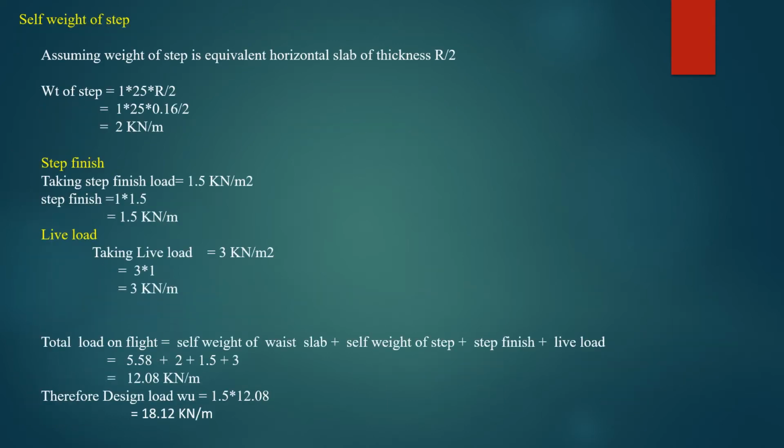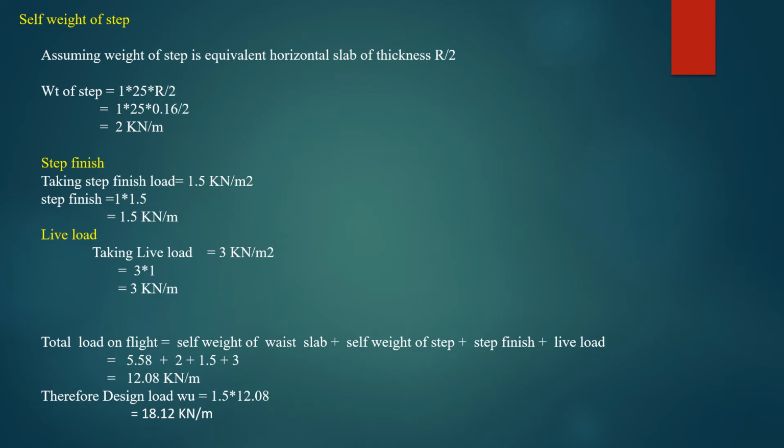So let us calculate what actually the self weight of the steps is. What are we going to do in this? We are assuming the weight of a step as an equivalent horizontal slab having a thickness of r by 2. So the weight of the slab is going to be 1 into 25, where 25 is the weight density of concrete, into r by 2 as a horizontal equivalent slab of thickness r by 2. So r is given as 0.16 divided by 2. So we got the weight of the slab as 2 kilonewton per meter.